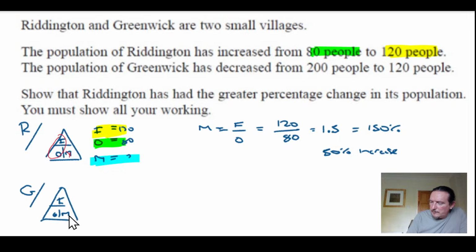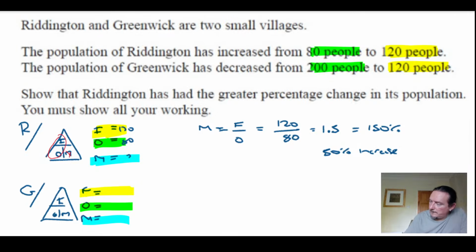Final, original, multiplier. What's F? What's O? What's M here? Okay, so here the final was 120. That's that one. The original was 200. This one's actually gone down, isn't it? And we want the multiplier again.